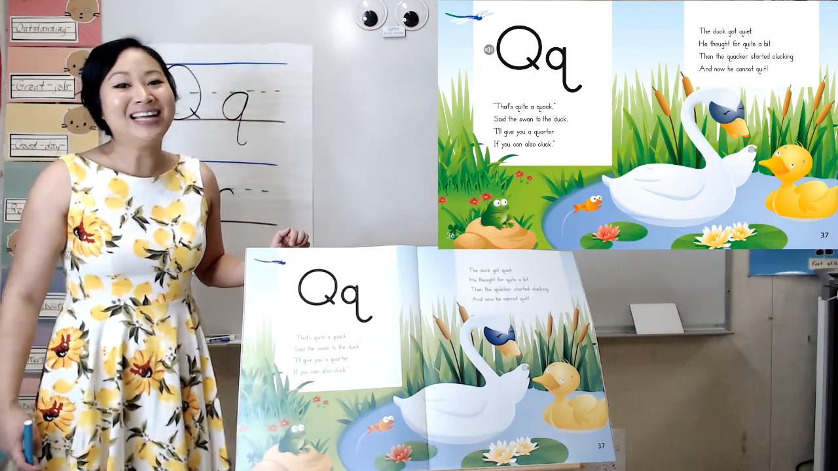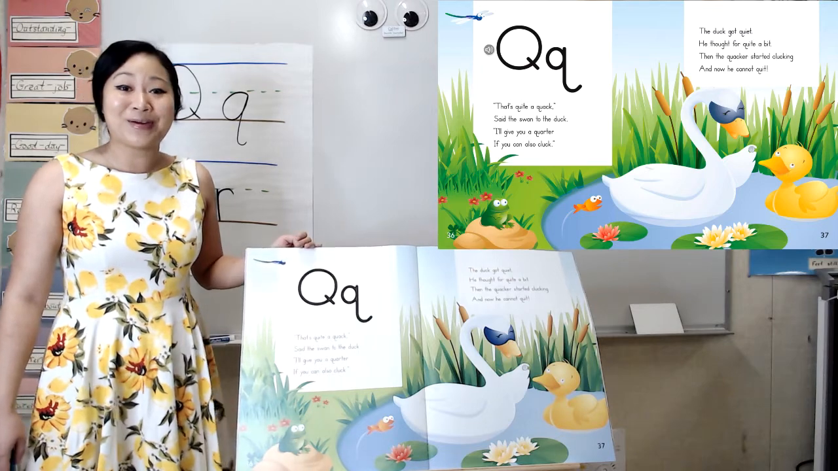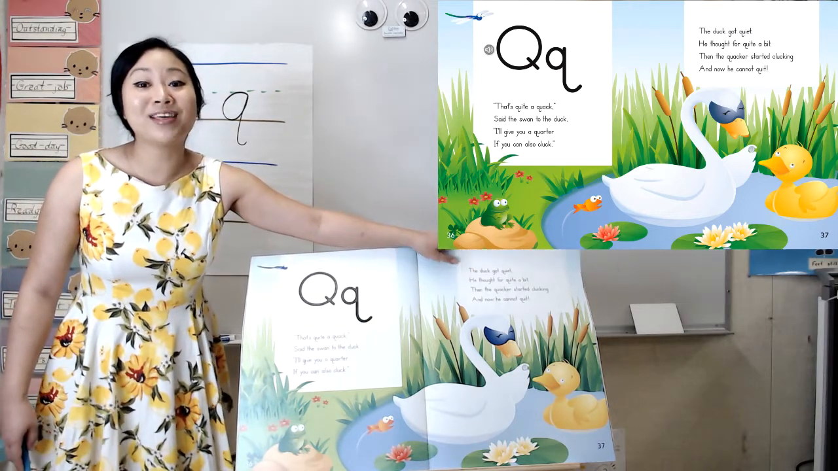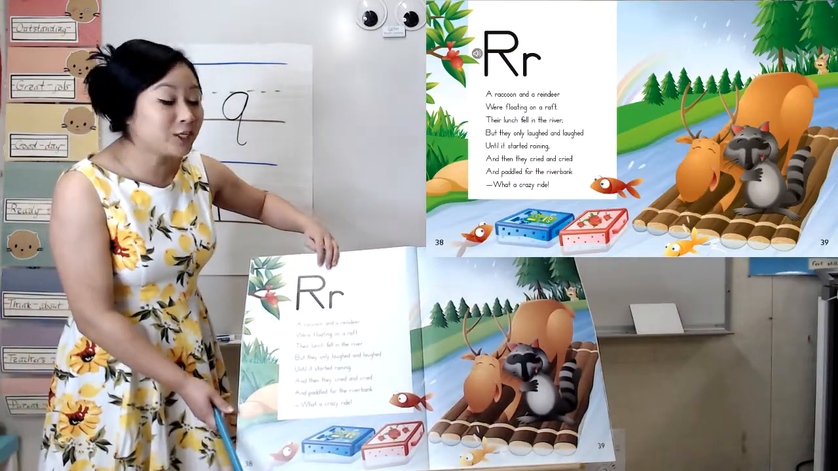Oh man, that sure was a silly poem with things starting with the letter Q. Let's look at our poem for the letter R. And before we read, let's make some observations.